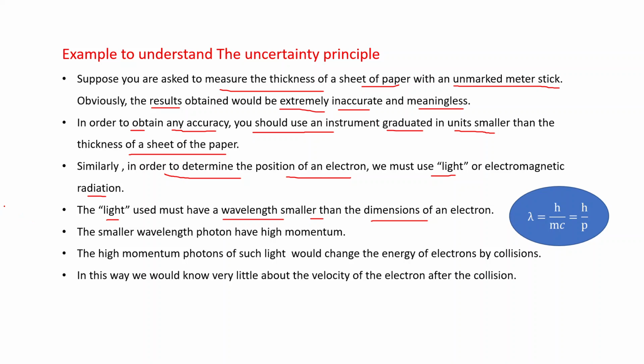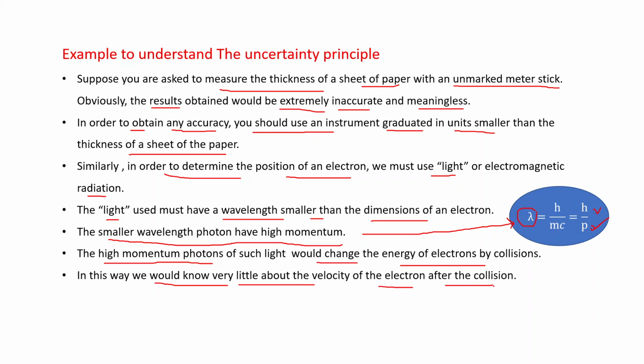The smaller wavelength photon has high momentum. See this sentence: smaller wavelength photon has high momentum. This can be seen from this relationship: lambda is equal to h by p. If this is smaller, it means this will be large. If wavelength is smaller, momentum will be high. And a high momentum photon of such light would change the energy of the electron by collision. In this way, we would know very little about the velocity of the electron after the collision.